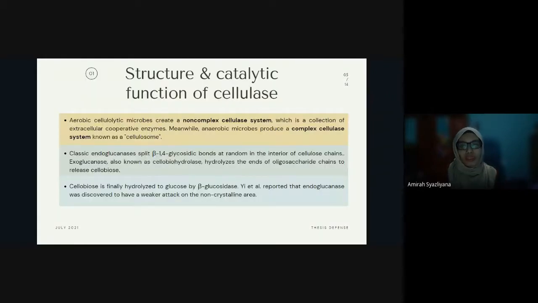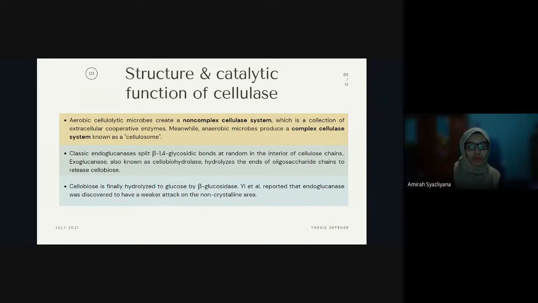The first one, structure and catalytic function of cellulase. Cellulase systems are classified into two types, which are non-complex and complex. Aerobic cellulolytic microbes will create a non-complex cellulase system, which is a collection of extracellular cooperative enzymes. Meanwhile, anaerobic microbes will produce a complex cellulase system, which is also known as cellulosome.